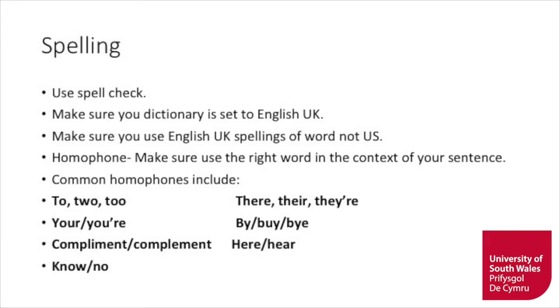Spelling, this might seem like a really basic tool, but always make sure you read through your work to check your spelling. Use the dictionary setting, make sure it's set to English UK. I have lots of students submitting work with US spellings. Make sure your homophones are used in the right place, in the right context of the sentence. So in the previous session I looked at these, so make sure you're using your to and too, and your there and theirs in the right context.